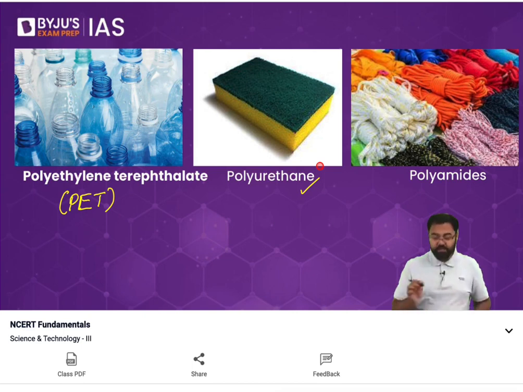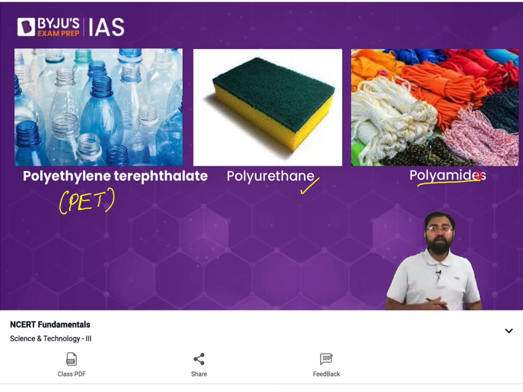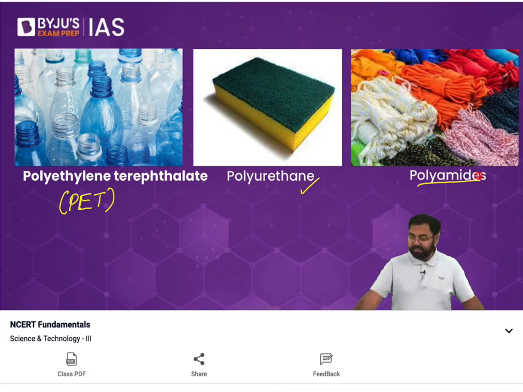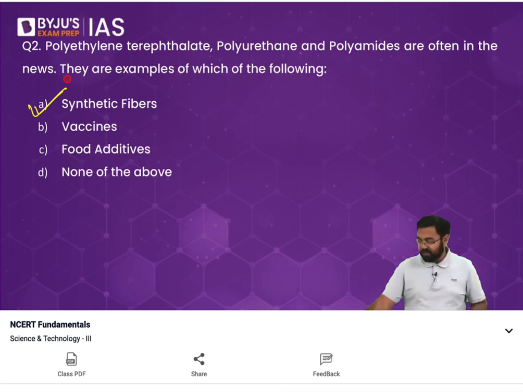And then you have the polyamides. Polyamides can be used in various kinds of fibers, for example in wool or in silk or even in nylon. In all these cases, they can be taken as examples of polyamides. So going back, these are all examples of synthetic fibers, right? So the correct answer here will be A.